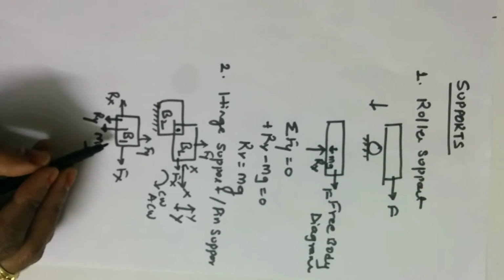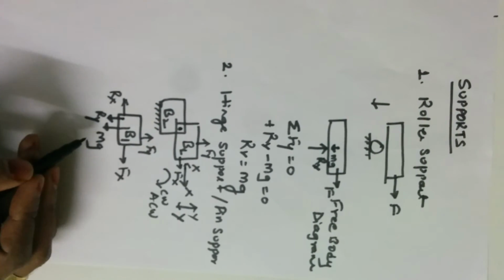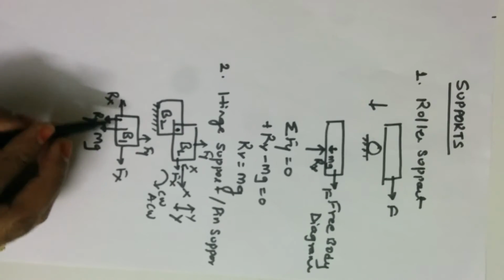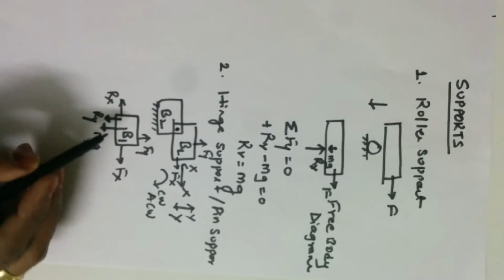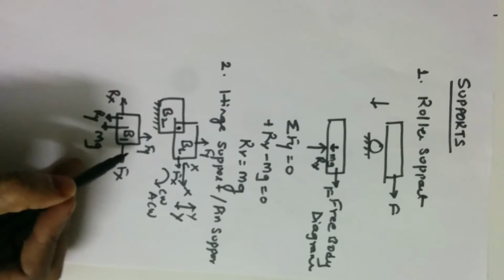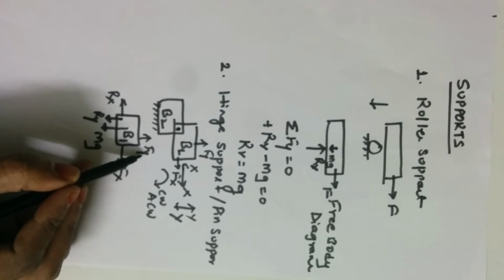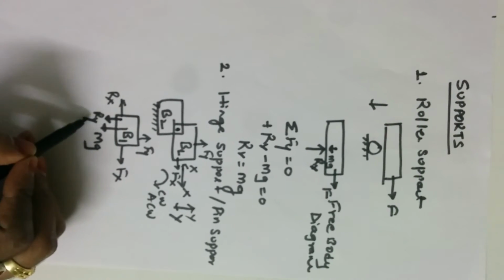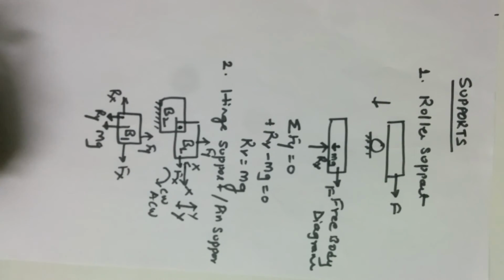For example, here the body is not allowed to move in the positive x direction due to this external force. Therefore, Rx is in the negative x direction, and body 1 is not allowed to move in the positive y direction due to this external force Fy. Therefore, the reaction force is in the downward direction.